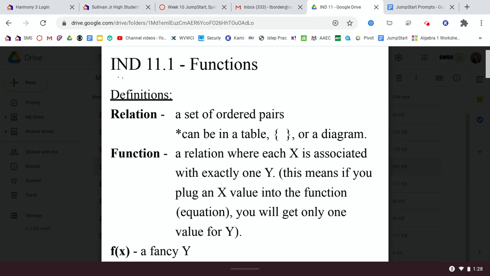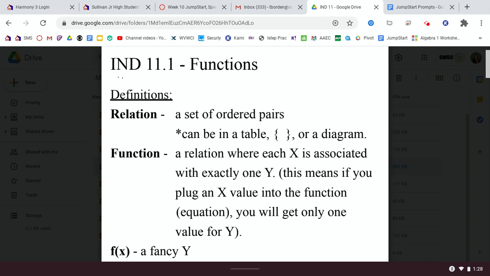So when you have a function, it means that it's an equation where every X is associated with exactly one Y. And that will make a whole lot more sense, I promise you, in about 15 minutes when we're done with our lecture today.